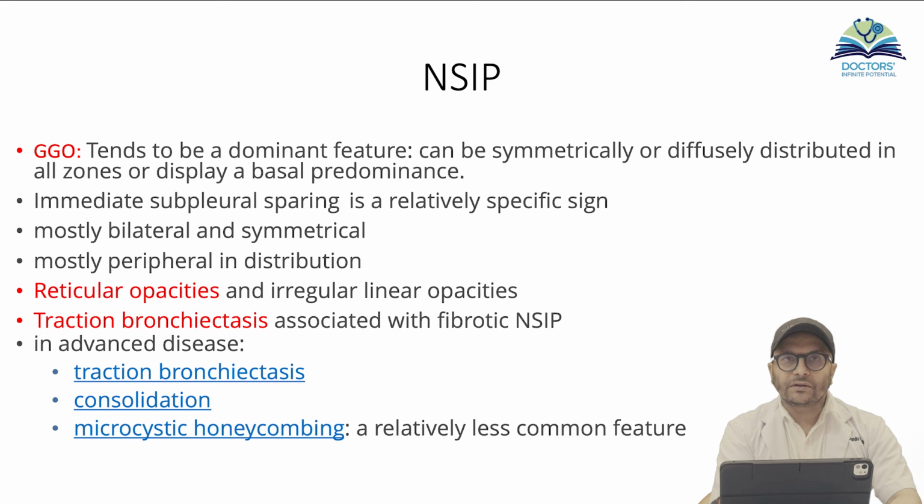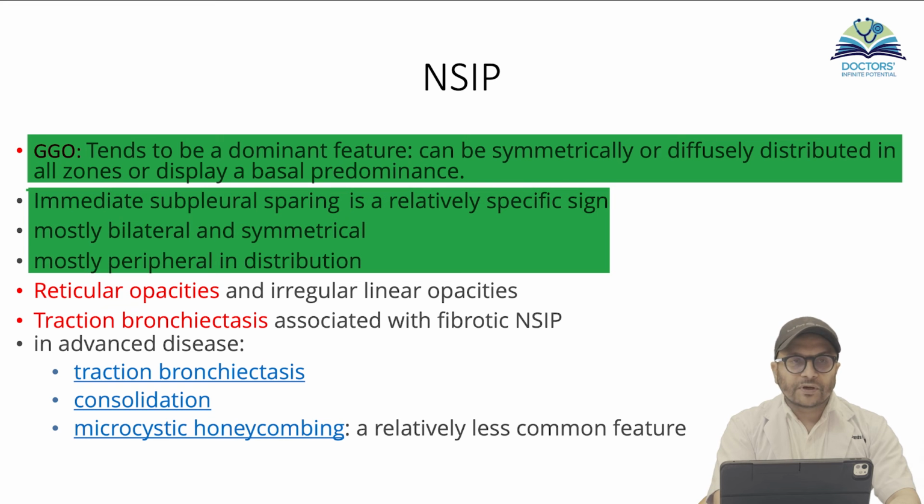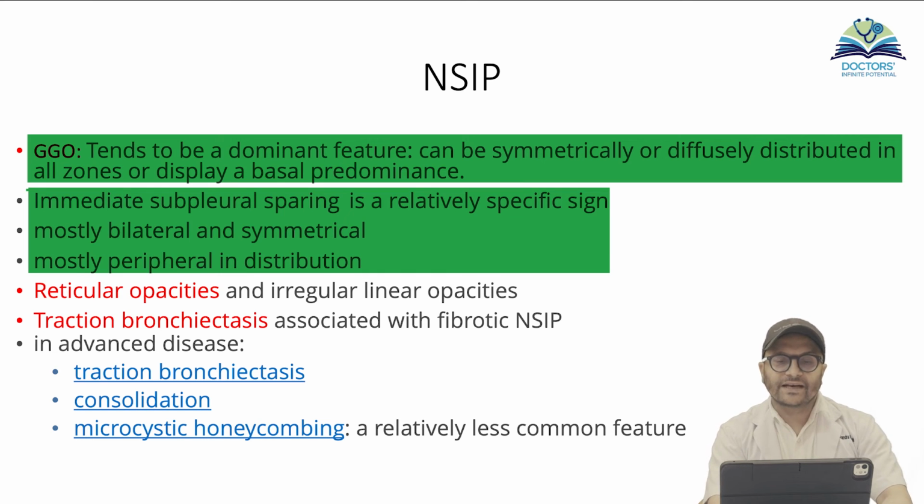So, the radiological features of NSIP are ground glass opacities. That is the main dominant feature in NSIP, which is mostly symmetrical or diffusely distributed in all zones, or may show a basal predominance. When there is immediate subpleural sparing, then we are relatively sure that it is NSIP. One very important term is immediate subpleural sparing, which says that it is NSIP.